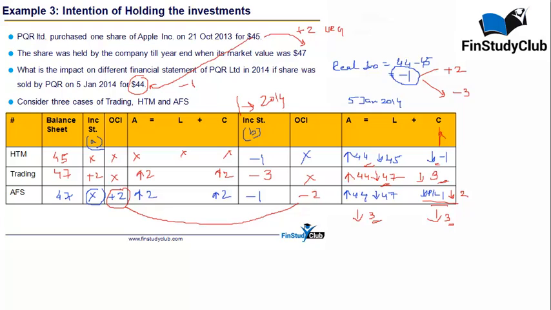So I hope that you are enjoying these examples. The only thing is you need to be very, very strong on the rules. Let's do a very, very quick recap. The realized gain will always go to the income statement cumulatively. Unrealized gain is treated differently. HTM doesn't recognize it at all. Trading recognizes it, but in the P&L account, AFS recognizes it, and in OCI.